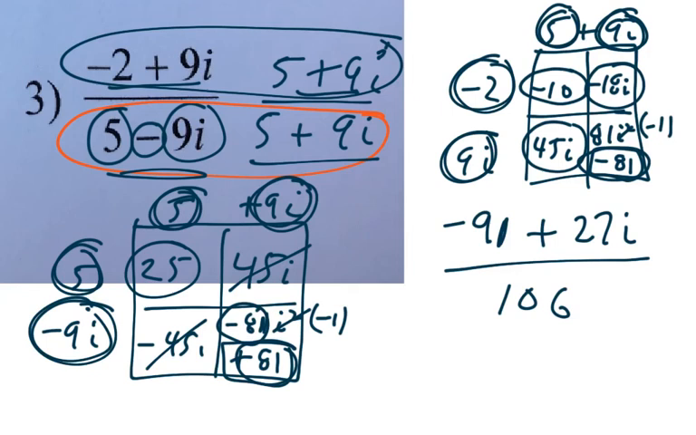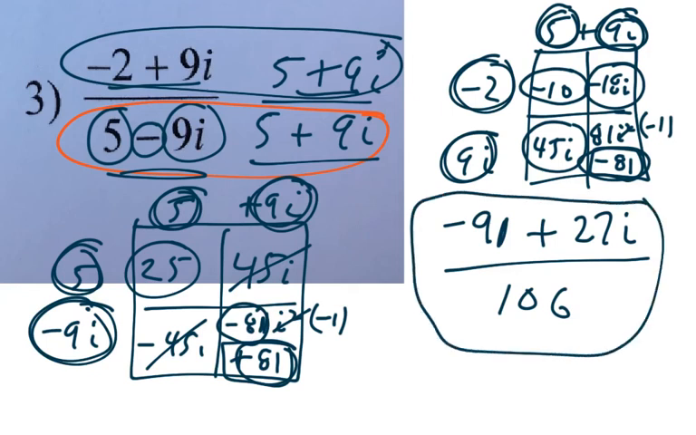And guys, I could be mistaken, but I think those numbers are what we call relatively prime. So negative 91, 27, and 106. I'm pretty sure I can't simplify that. So you know what? There's our answer.